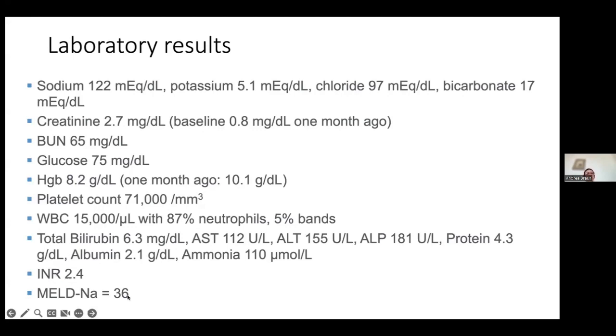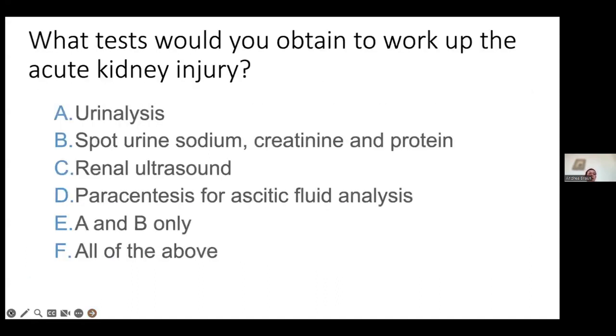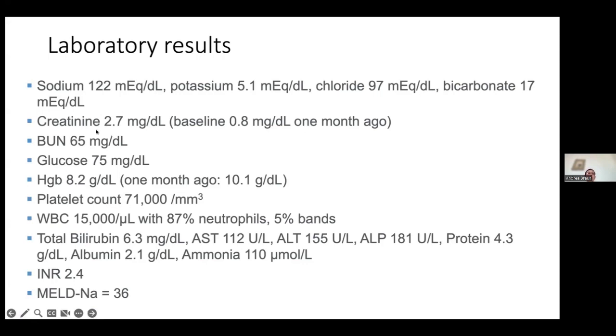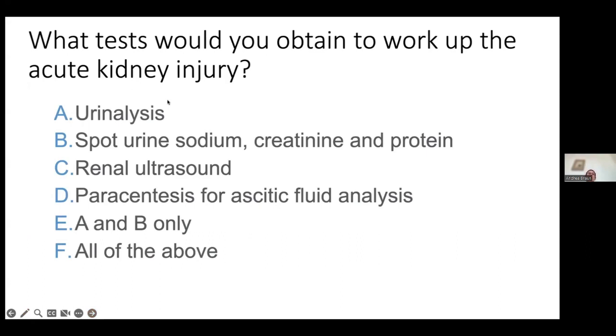You calculate a MELD-sodium score, which is basically a prognostic marker telling you the expected mortality in the next 3 months for this patient, and it is used in assessing candidacy for liver transplantation. 36 is pretty high. So again, you have low sodium and elevated creatinine and BUN. What tests would you obtain to work up the acute kidney injury? Again, creatinine is 3 to 4 times elevated and up from his baseline.